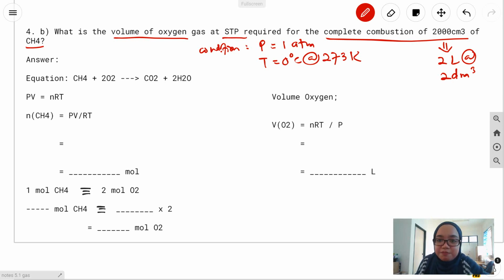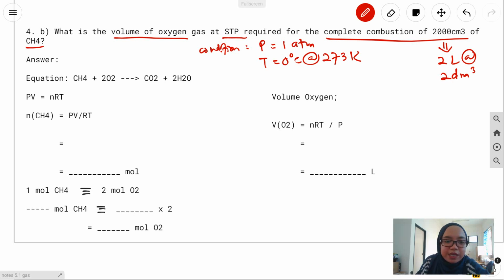So these are the conditions required when we want to do it at STP. So the volume of gas at STP, okay? First you need to write the equation. The complete equation for the combustion of CH4 with oxygen. So CH4 plus oxygen, we get carbon dioxide and water. So we need to balance the equation. Next, we know that PV is equals to nRT. So we can find the number of mole, so that we can find the number of oxygen gas reacted. So n is equals to PV over RT.